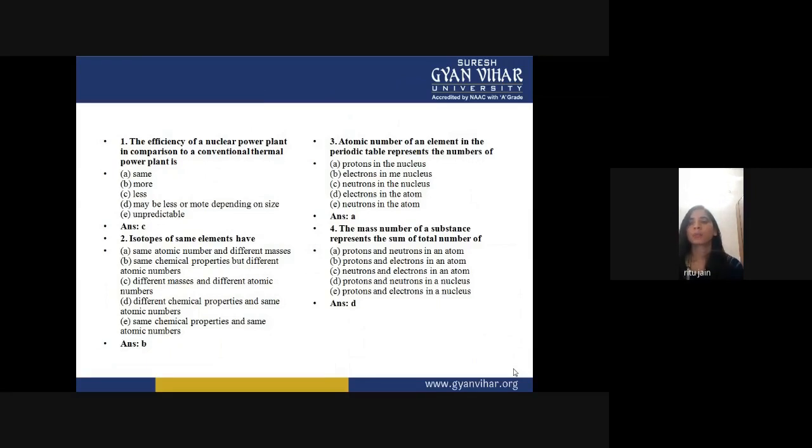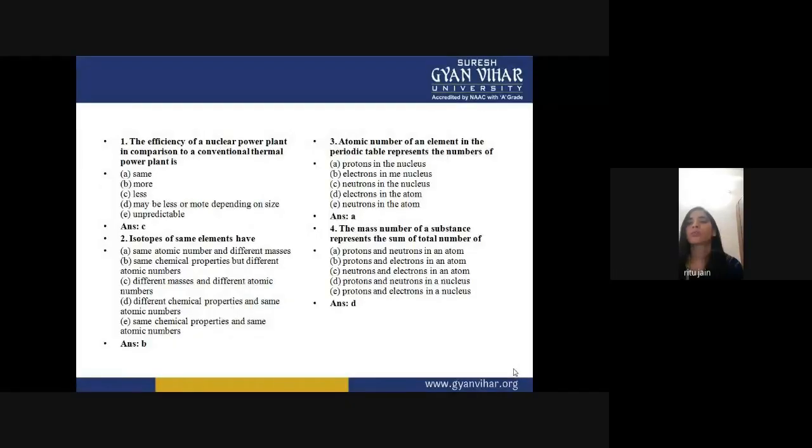Another question: the mass number of a substance represents the sum of the total number of what? We have already studied this in lower classes. Options: protons and neutrons in an atom, protons and electrons in an atom, neutrons and electrons in an atom. D is protons and neutrons in a nucleus, and the last is protons and electrons in a nucleus. So protons and neutrons in a nucleus always represent the mass number of a substance, right?